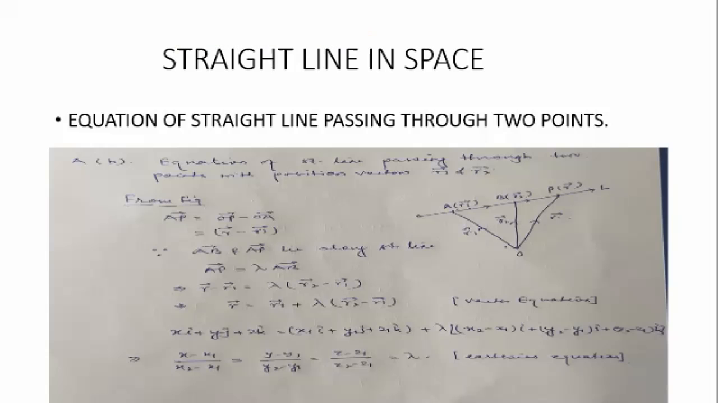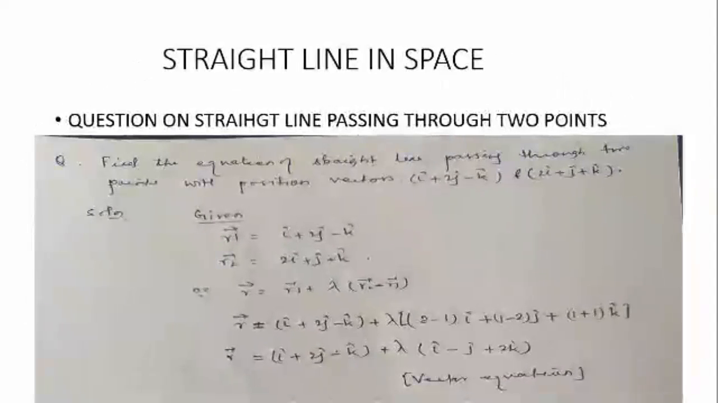Even this equation can be expressed in the Cartesian form only by writing the vectors r, r1, r2 in terms of the 3 directions, that is i cap, j cap and k cap. And after equating the coefficients of i cap, j cap and k cap from both sides, we will get (x minus x1) by (x2 minus x1), as the last line shows, equal to (y minus y1) by (y2 minus y1) equal to (z minus z1) by (z2 minus z1) equal to lambda. And it is called the Cartesian equation of the straight line passing through 2 points.